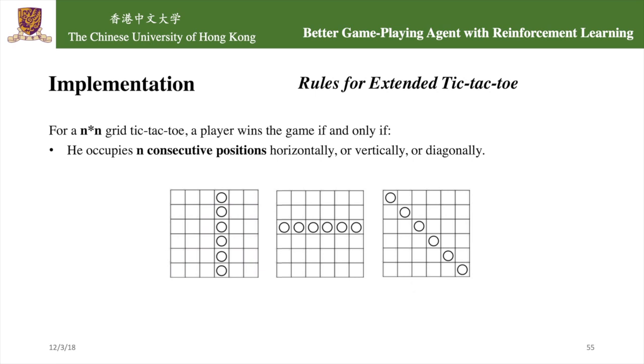Since we extend the game of tic-tac-toe, we have to define the corresponding rules for the extended board. For an n by n grid tic-tac-toe, a player will win when he occupies the whole vertical line, the whole horizontal line, or the whole diagonal line.